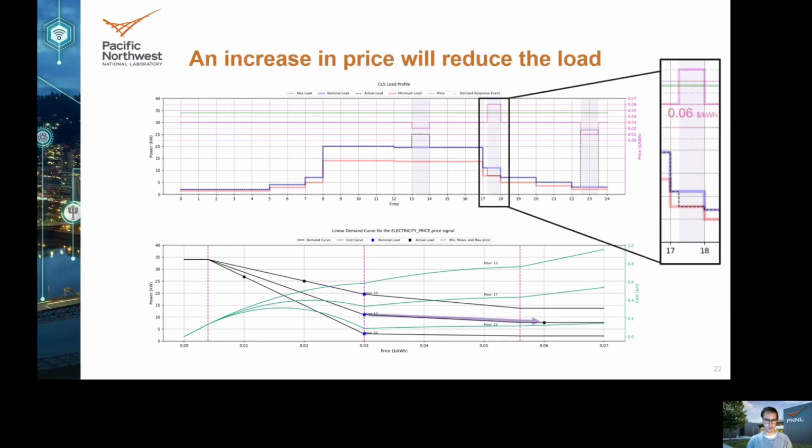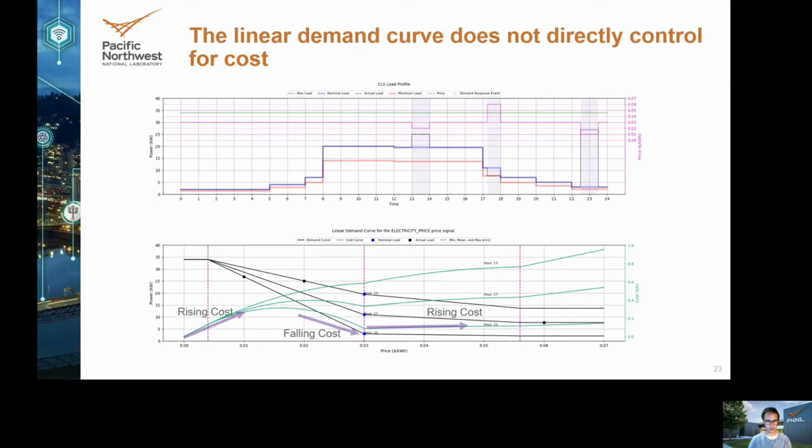So similarly for hour 17, our price changes, except we go from 3 cents to 6 cents. And looking at the demand curve, we can see that the arrow shows that it's going from the blue square to the black square. And this is showing that the load should decrease to its minimum. And this is because the price of 6 cents is actually above the maximum price. And so looking in the top plot, we can confirm this by seeing how the black dashed line overlaps with the red minimum line, or the red minimum load line.